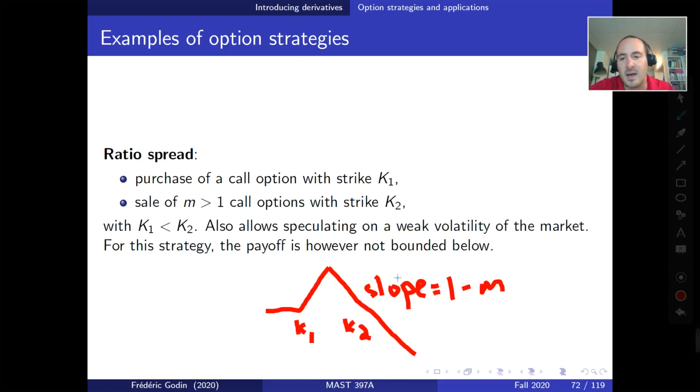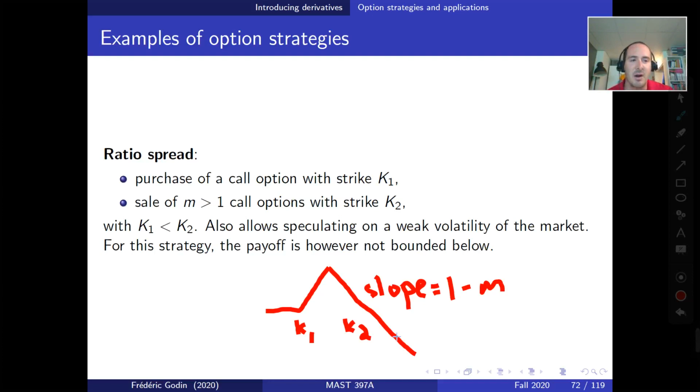So in that case, again, this option is another way that allows you to speculate on low volatility in the market, because let's say the price doesn't move a lot and remains stuck in this region, then you get a positive payoff. But if the price moves a lot and becomes very large, then you are in this region, and what happens is you get a negative payoff. So you have to pay money in that case, which can be very costly.